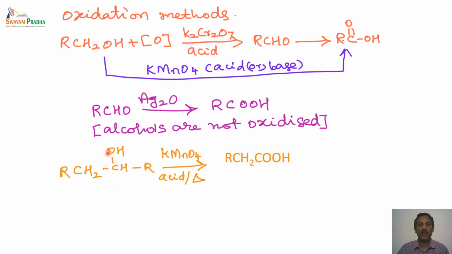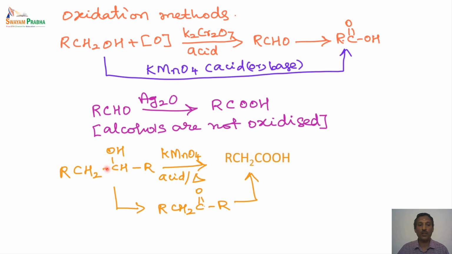And when we have a secondary alcohol, so far we have seen a primary alcohol and here we have a secondary alcohol. When we subject a secondary alcohol to KMnO4 oxidation under acidic conditions followed by heating, this produces carboxylic acid. In this particular case, the reaction actually proceeds through a ketone intermediate. The secondary alcohol is converted to a ketone first, which on treatment with KMnO4 under heating conditions, this requires a little harsh conditions, produces the carboxylic acids.